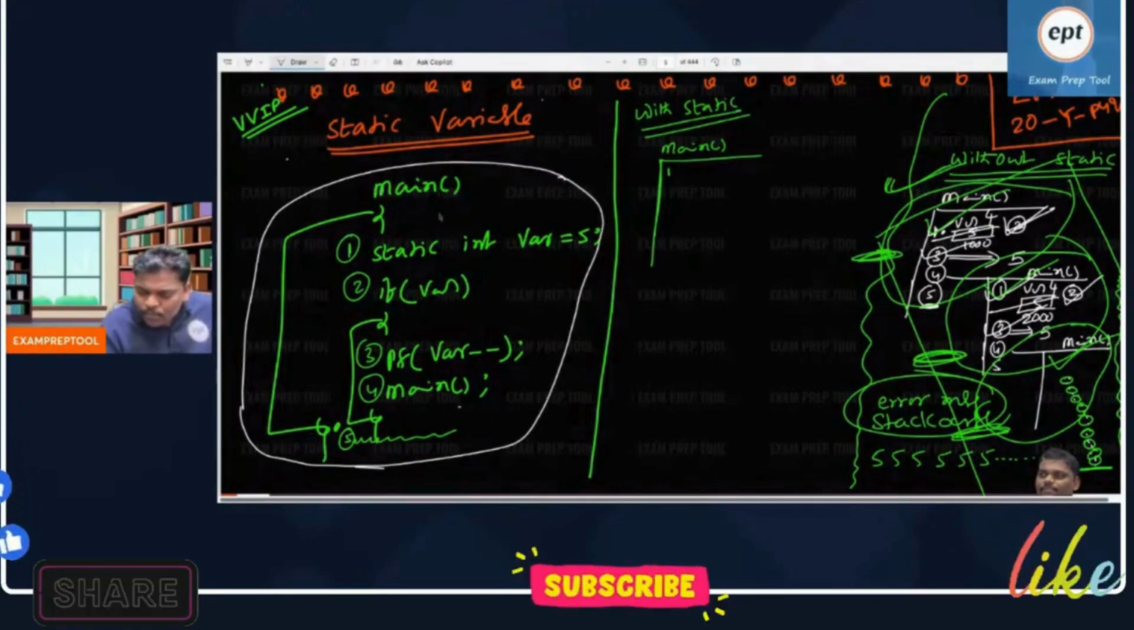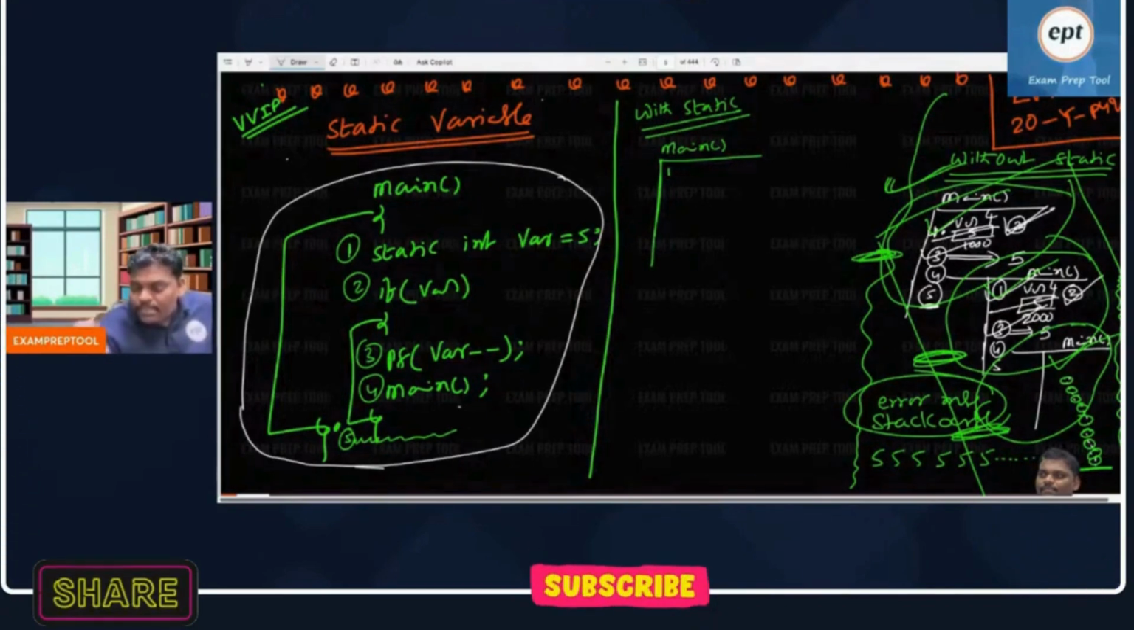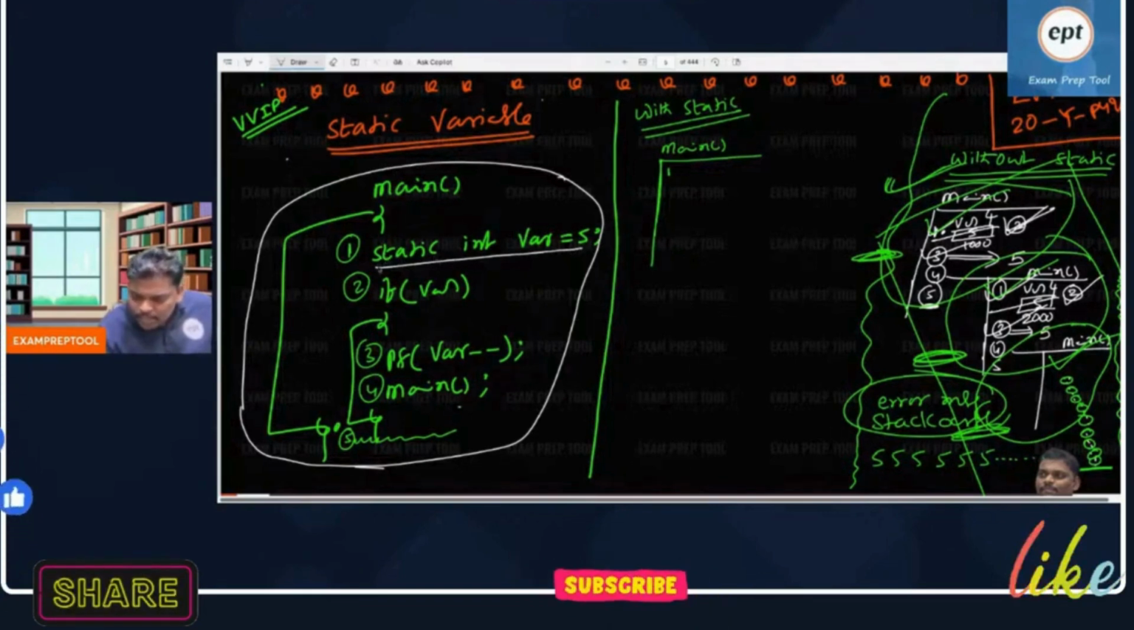Compiler will scan the program. See, compiler never runs the program. The compiler is scanning like this. While the compiler is scanning like this, it sees the keyword static. Whenever the compiler is scanning the program, it sees static.